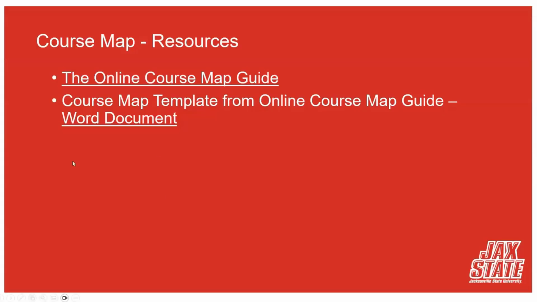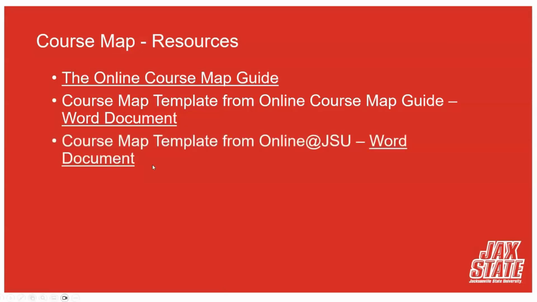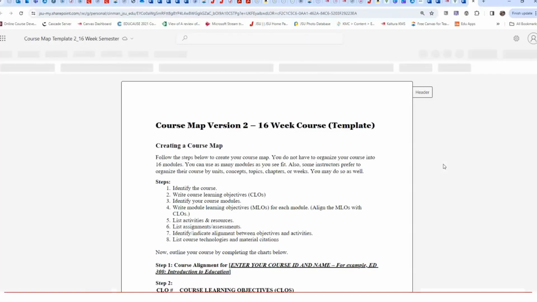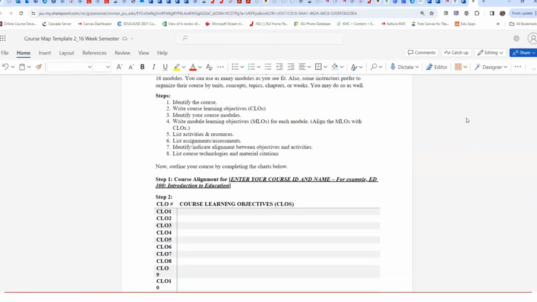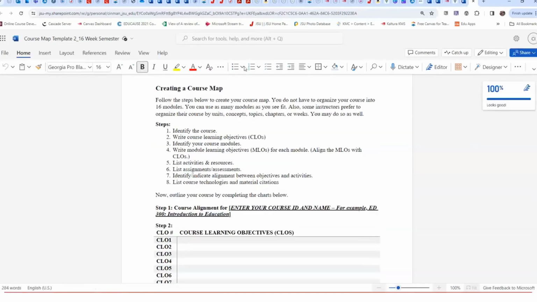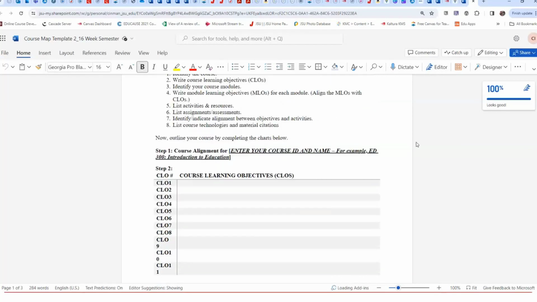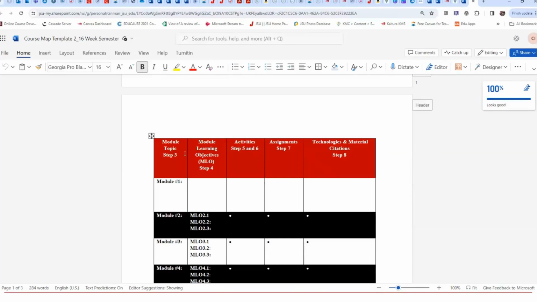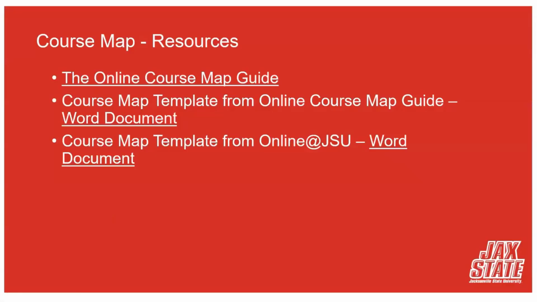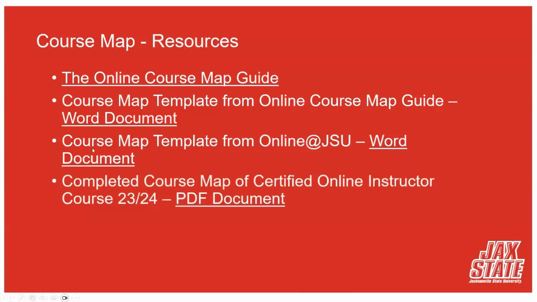Now, we also have one that we've created. This is our version. It's very similar. It walks you through the steps. Here are your course learning objectives or outcomes. And then step 3, your modules, your MLOs. You would also add your course learning objectives here as well, if you wanted to connect them. Activities, assignments, and resources. And then here is a completed version of the CLI course that I just talked about.